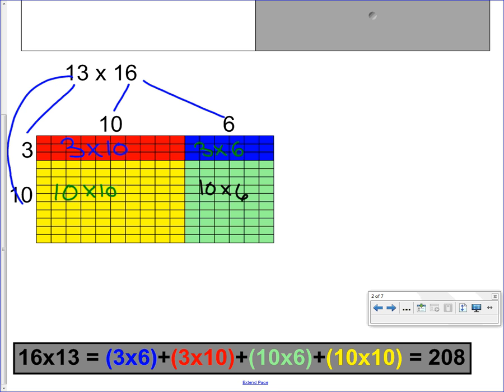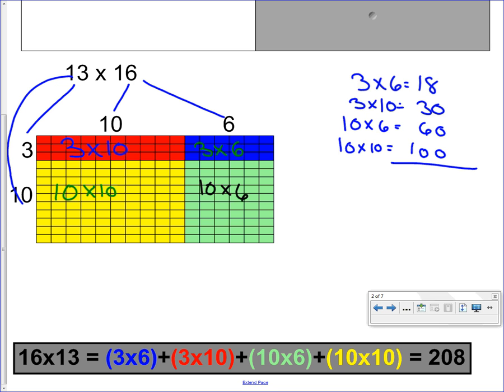So when we multiply them out, we're going to multiply 3 times 6 first. We get 18. And then we're going to multiply 3 times 10 next. And we get 30. Then we're going to multiply 10 times 6. And we get 60. And finally, we're going to multiply 10 times 10. And we get 100. Add all those numbers up. That's an 8. And that's a 10. And that's a 2. 208.